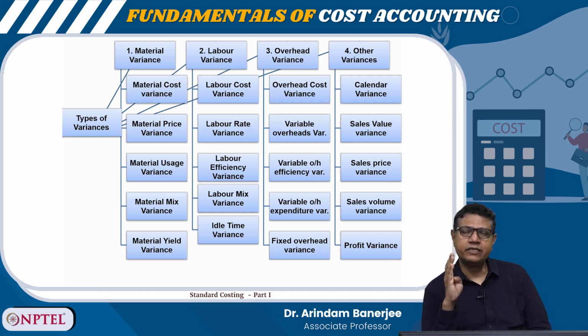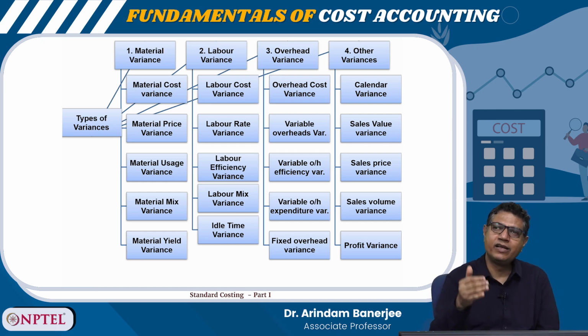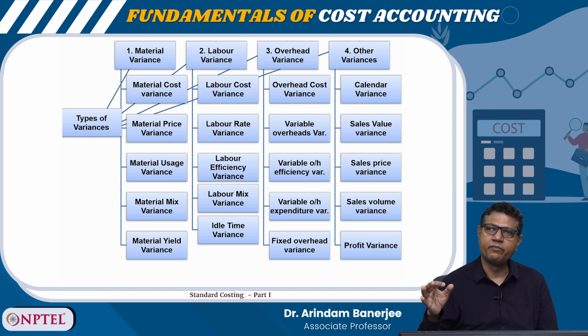I estimated certain overhead cost over the time, but my actual overhead, when I calculate it, is different. So I will get the overhead cost variance. Now, this overhead I can divide into 2 parts: variable overhead and fixed overhead. Fixed overhead does not change over a particular time frame or production level, it remains the same. Variable overhead varies with the level of production. It is an indirect expense, but it varies with the level of production.